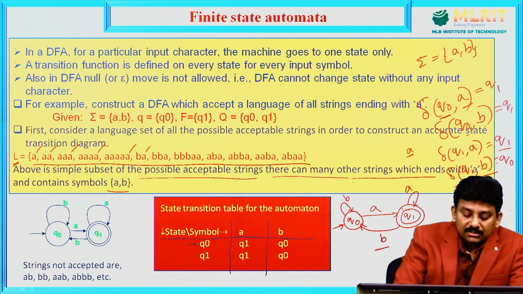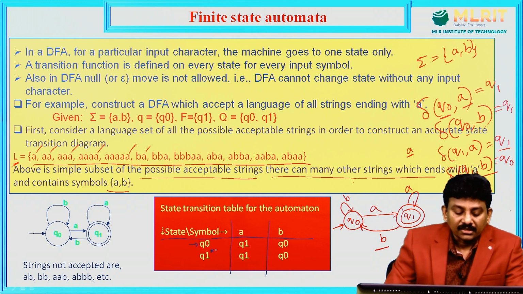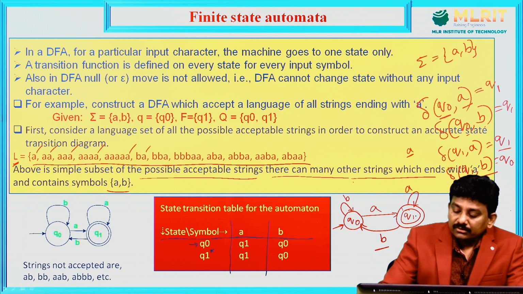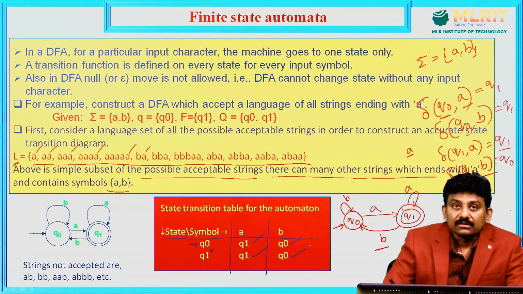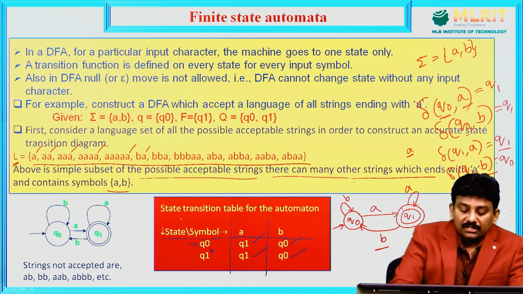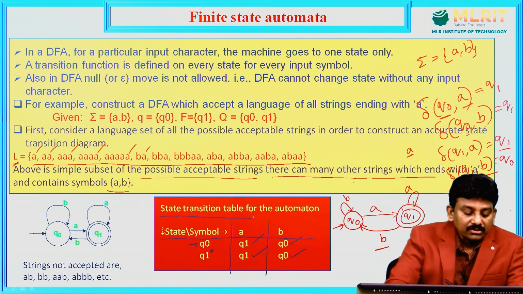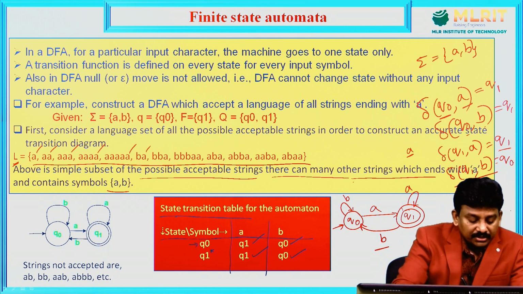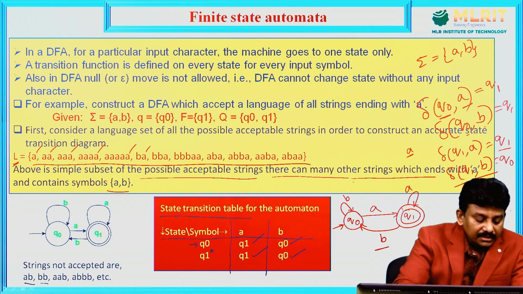Here q naught is the initial state and q1 is the final state. Final states are represented with a star. q naught on A going to q1, q naught on B going to q naught only, q1 on A going to q1, q1 on B going to q naught. So this is the state transition table, and this is the state diagram. Strings not accepted are any strings that end with B; these are invalid strings.